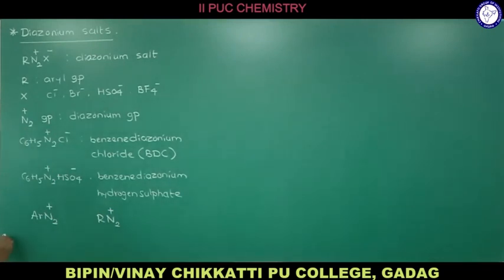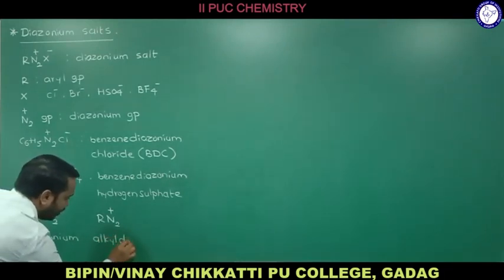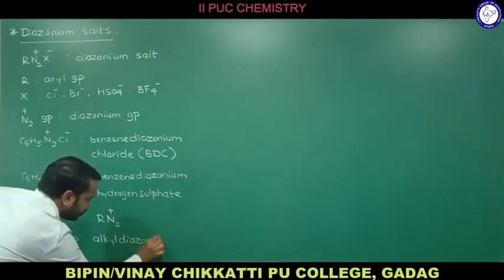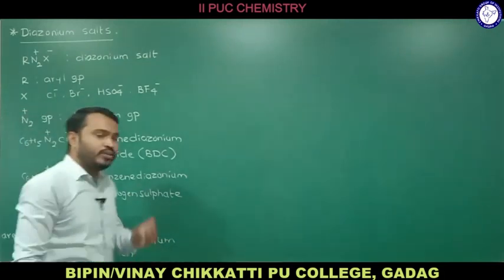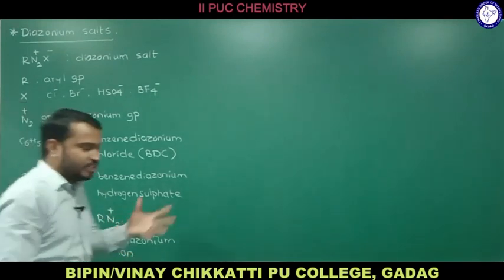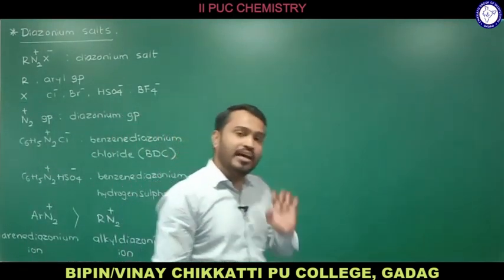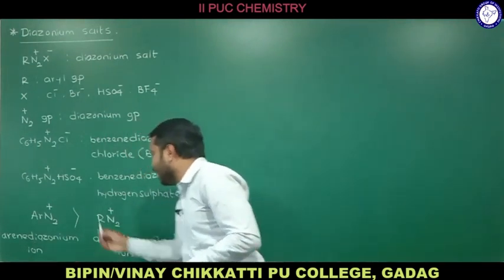So this is arene diazonium ion, whereas this is actually alkyl diazonium ion. Out of these two, which one is stable? Let me say that the stability of arene diazonium ion will be more, that is more stable when compared to alkyl. The only change is in the place of R we have aryl group and we have alkyl group.